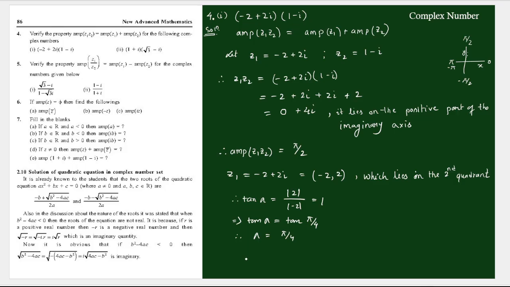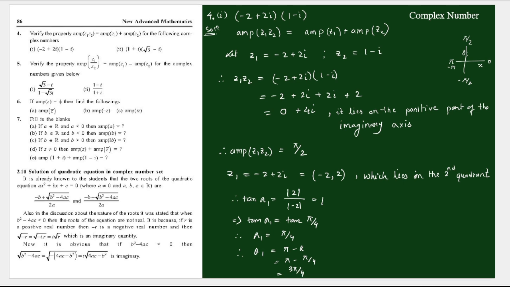So now, here it is for Z1, so theta 1 will be this alpha 1. Let's write alpha 1, that will be better. So therefore theta 1 equal to, it lies in the second quadrant, so pi minus alpha. So pi minus pi by 4, 3 pi by 4. Now we got our theta 1. Here we write which lies in the second quadrant and let theta 1 be the amplitude of Z1.